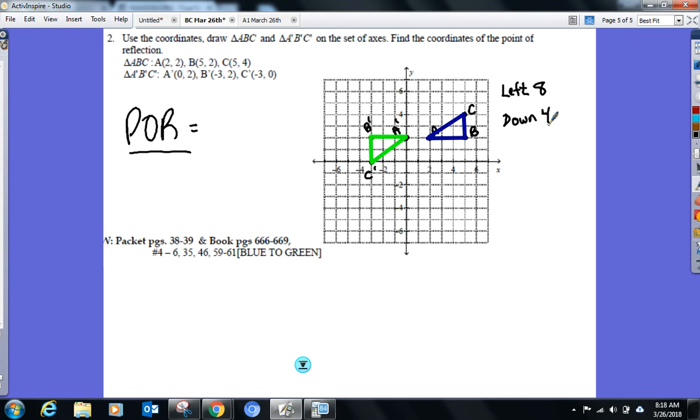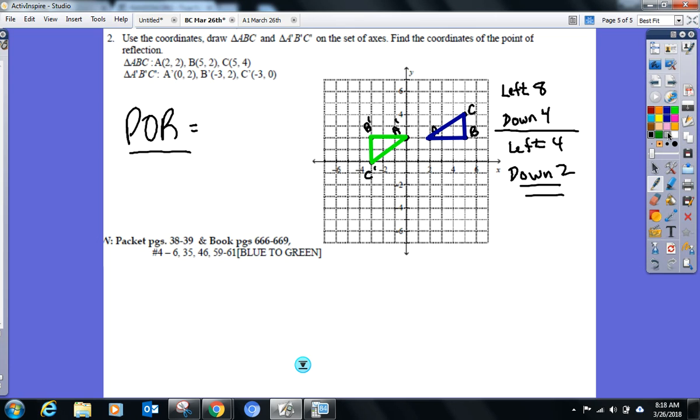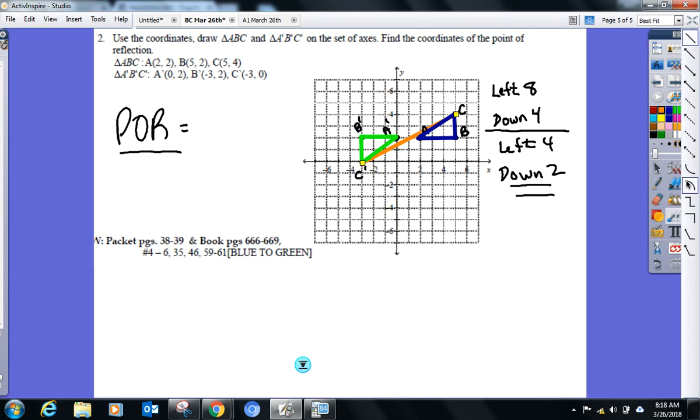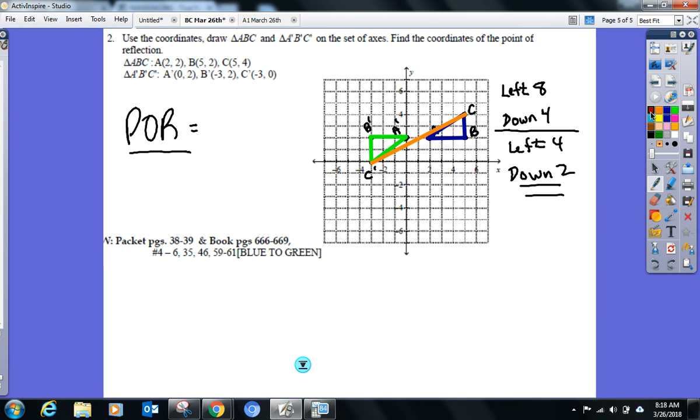What could you do to that slope right here to get from C to C prime to find what's halfway in between? Do what to each? Cut it in half. So instead of going left 8, go left 4. Instead of going down 4, we could go down 2. Okay? And yes, I don't know if anybody heard what Saad said, but if you find the point of reflection, let me just connect C and C prime. That's awful. Be professional. If I connect C and C prime, what's Saad? Go ahead, tell everyone, what is the point of reflection?